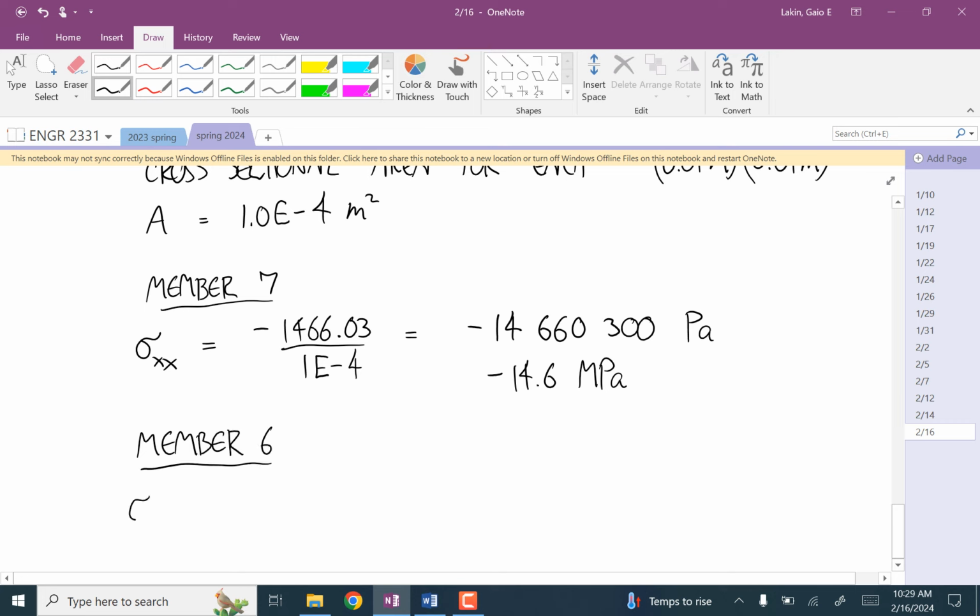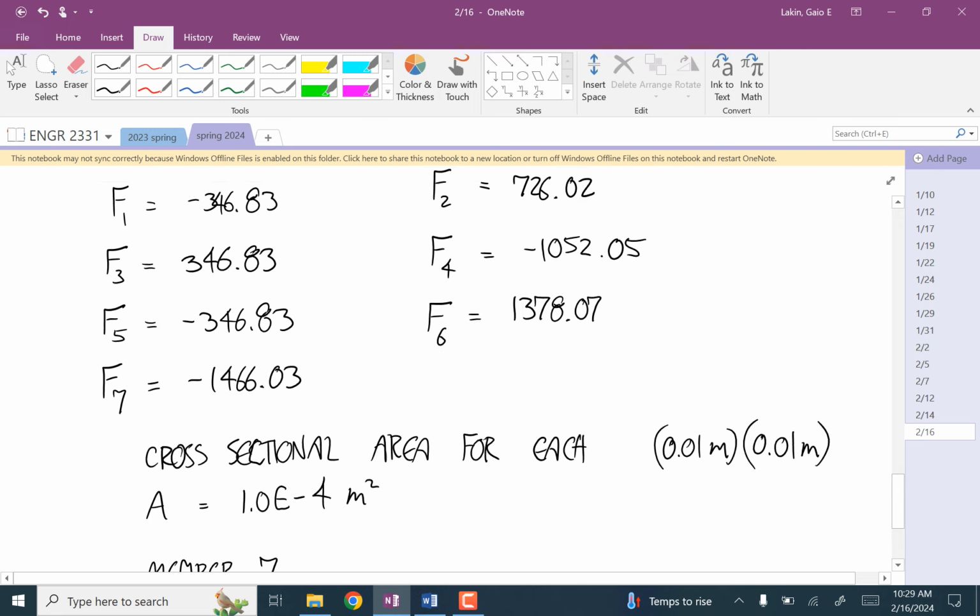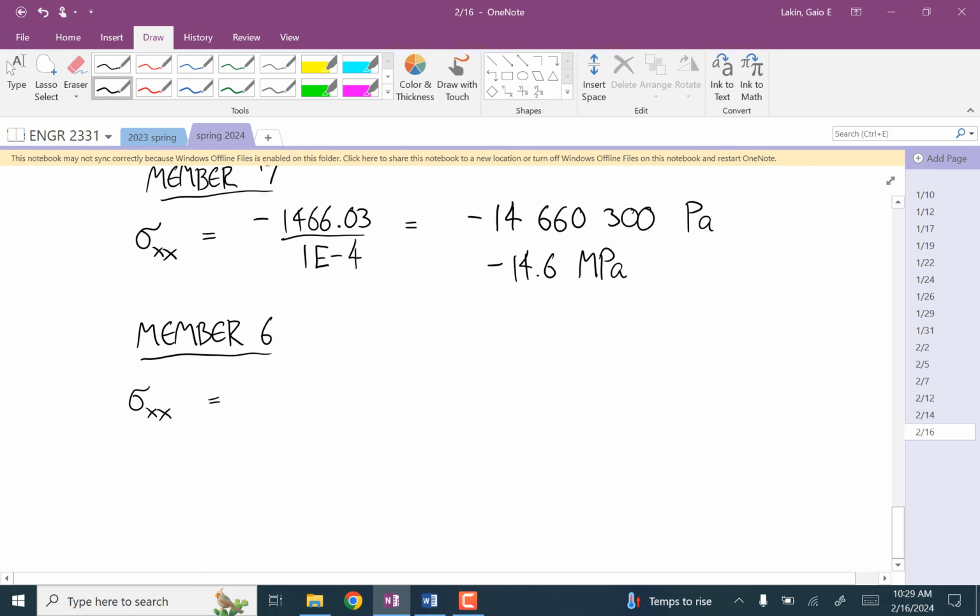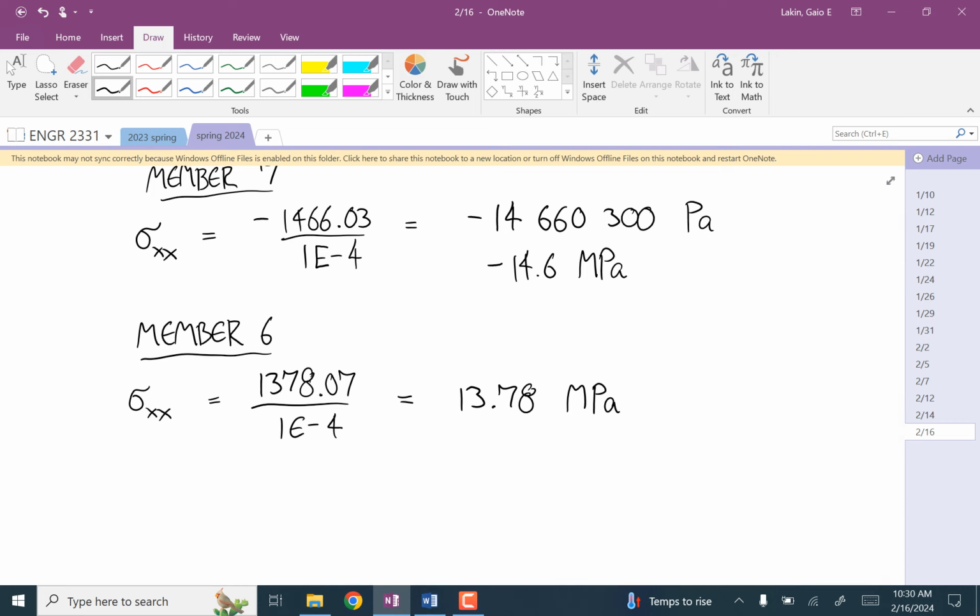Member 6 is in tension, 1378.07 divided by 1 times 10 to the minus 4 gives 13.78 megapascals positive. Shouldn't it be 14.7 megapascals? Yes. I guess I meant to write that other 6. And then you can go on.